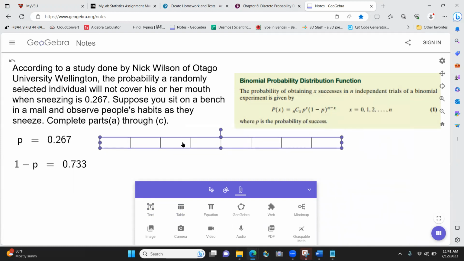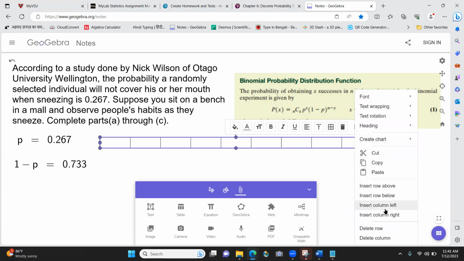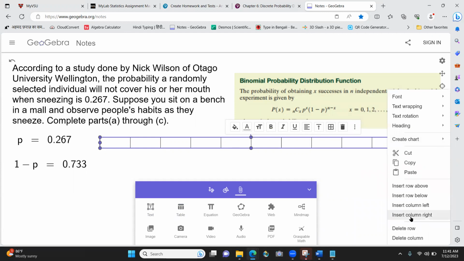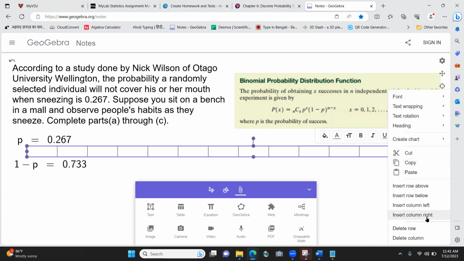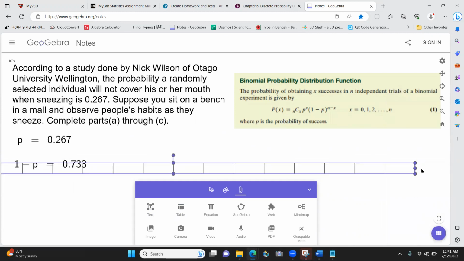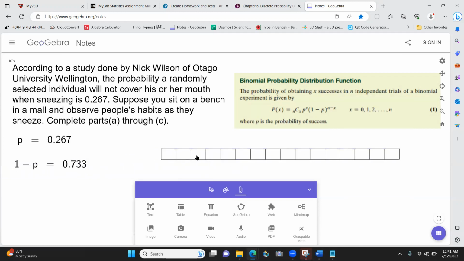I'm taking 16 slots. 1, 2, 3, 4, 5, 6, 7, 8, 9, 10, 11, 12, 13, 14, 15, and 16. I hope I have 16, but that's not a problem, I'll have to adjust it. Now I'm going to shrink them a little bit because I need the room. Bear with me a little bit here, guys.